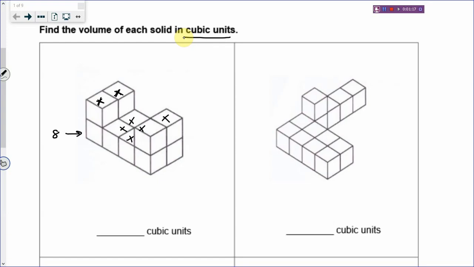And then on the second level, it's very easy to see. You can see that there are 4 cubes: 1, 2, 3, and 4. So you have 4 cubes sitting on top. So how many cubes make up this solid figure? There are 12 unit cubes or 12 cubic units. Alright, so let's look at the next one.